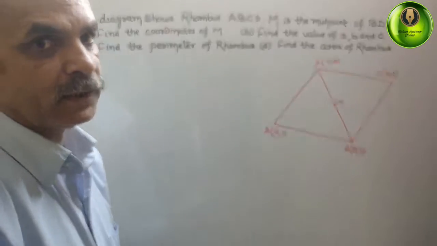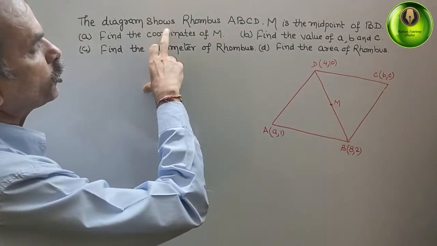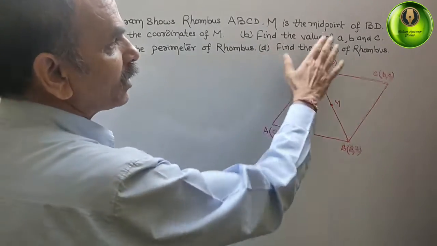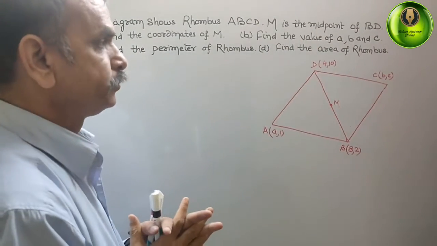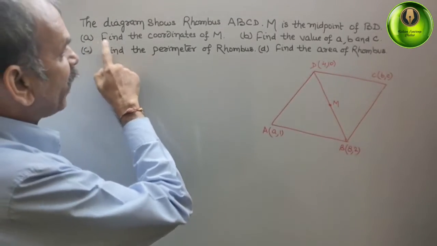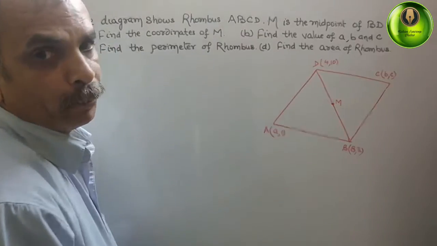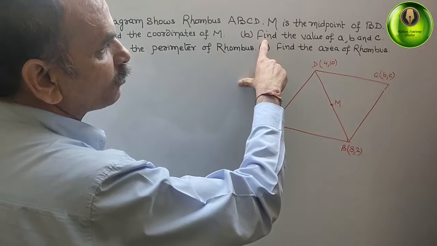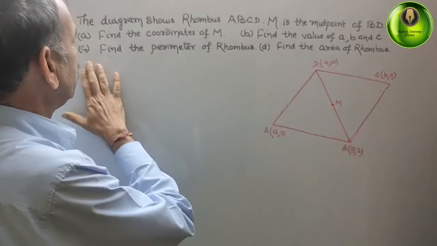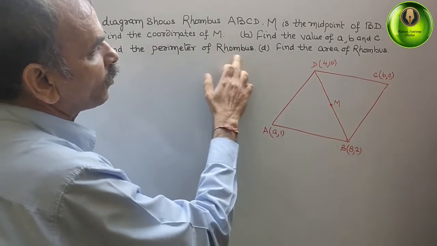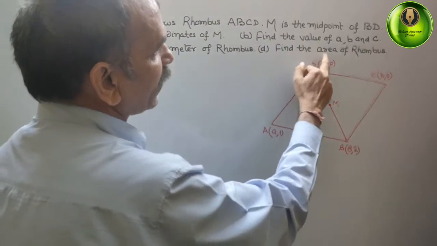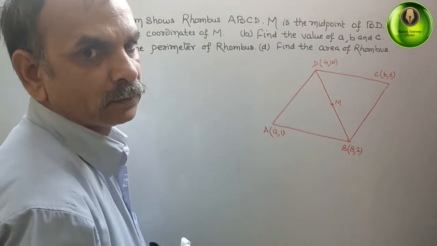Your question is, the diagram shows rhombus ABCD. M is the midpoint of BD. A, find the coordinates of M. B, find the values of a, b and c. C, find the perimeter of the rhombus. D, find the area of the rhombus.